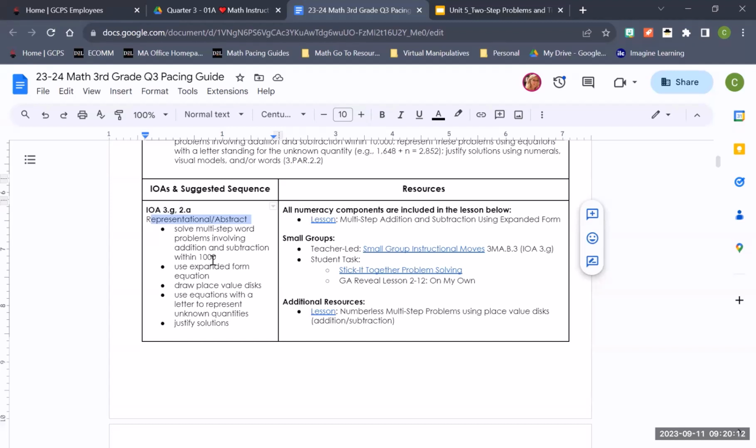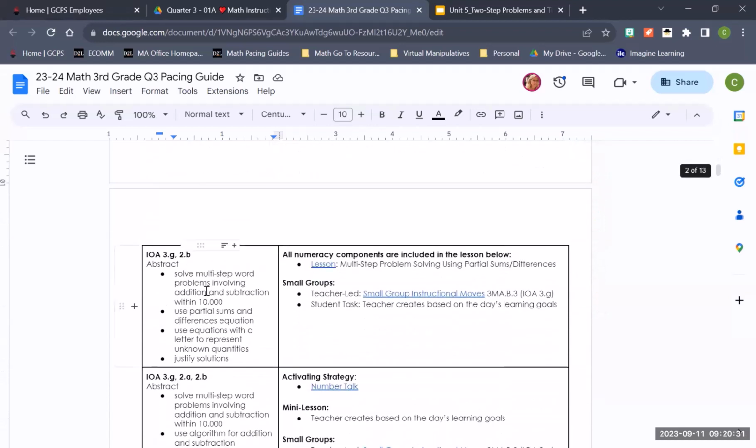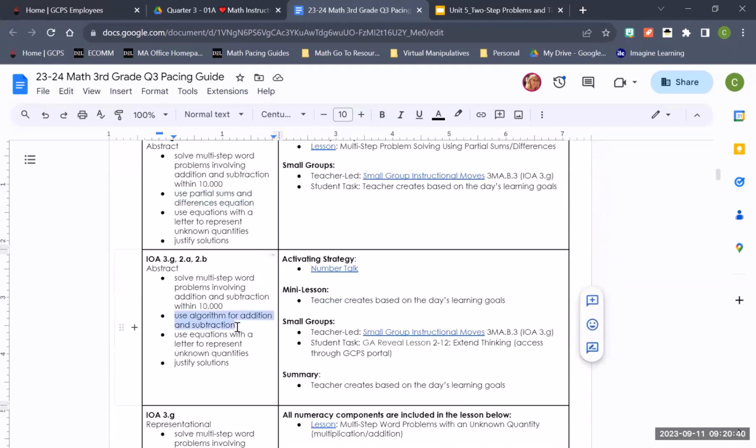The pacing of these units and these lessons is strategic as they follow a progression of working with operations. For example, the first 3 days of these IOAs are anchored in addition and subtraction, where students use efficient strategies such as expanded form equations, partial sums and/or partial differences equations, as well as the algorithm for addition and subtraction. They use these strategies because they will be solving these multi-step problems using addition and subtraction within 10,000.